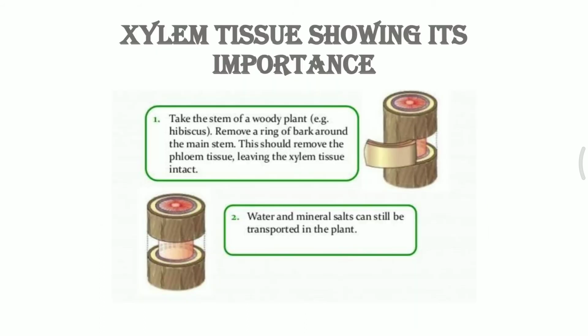Now we have an experiment. We have to understand one thing. What is it? That xylem transports the water and minerals, whereas the phloem transports the food. So what we have done is we have taken a plant which is balsam.